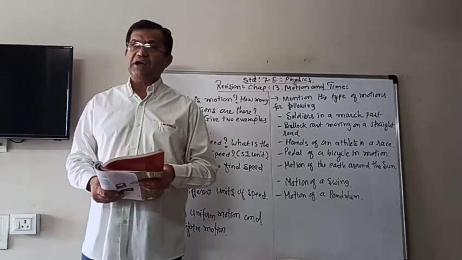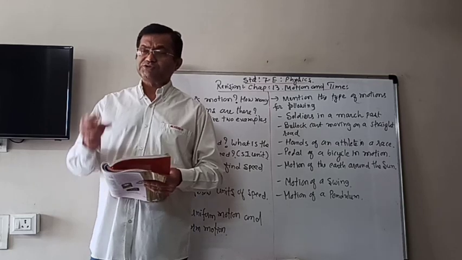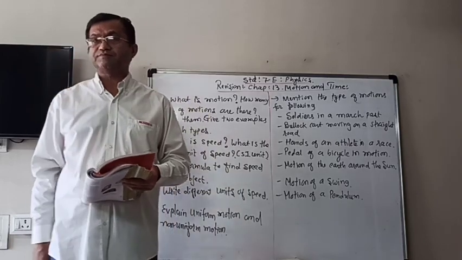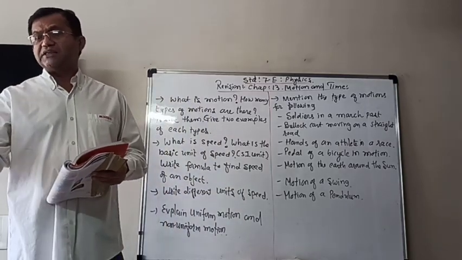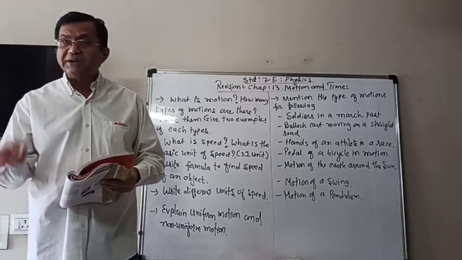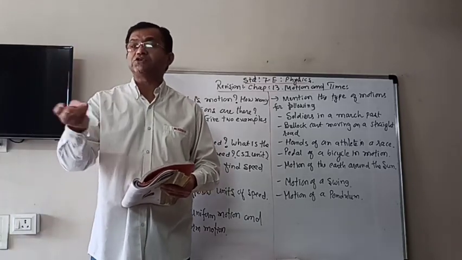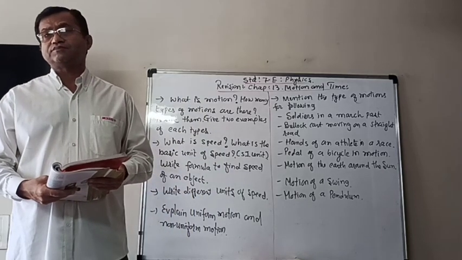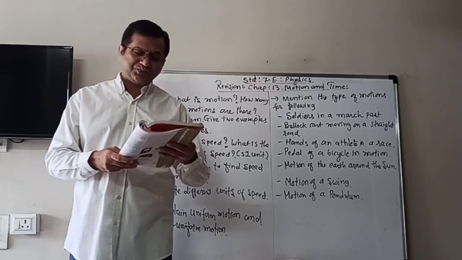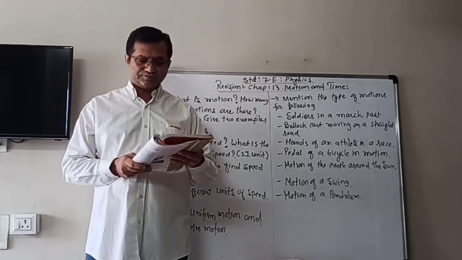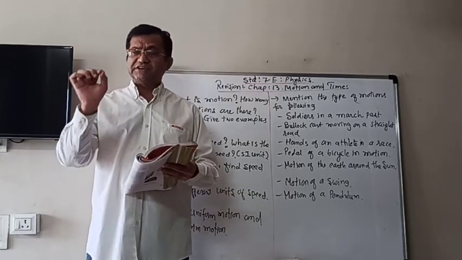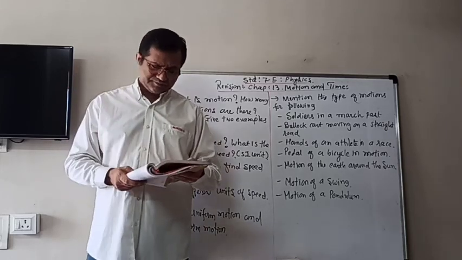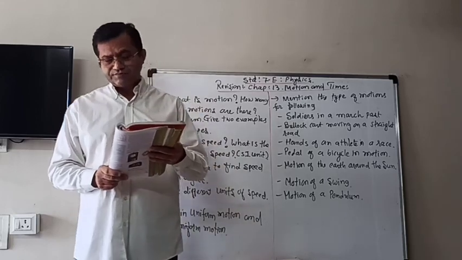Because speed is the distance covered in a unit time. Unit time means either 1 second or 1 minute or 1 hour, according to the time taken. So that is called the speed of the object. So what is speed? The distance covered by an object in a unit time is known as the speed of the object.